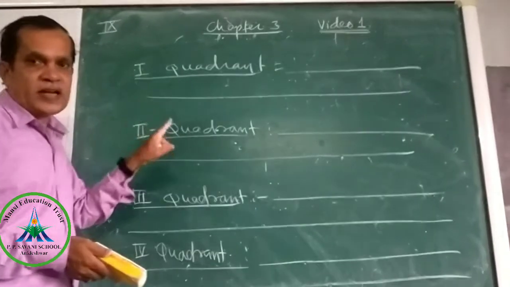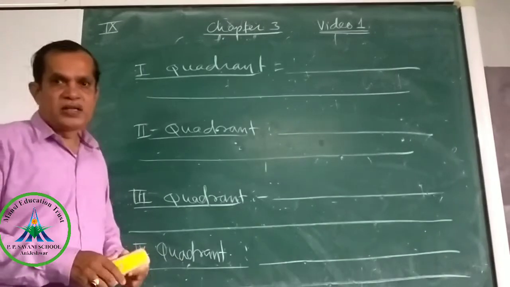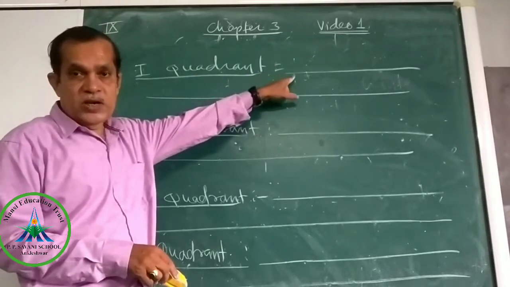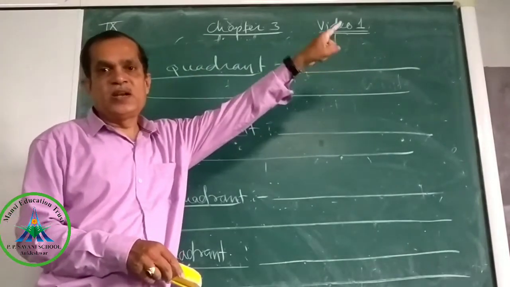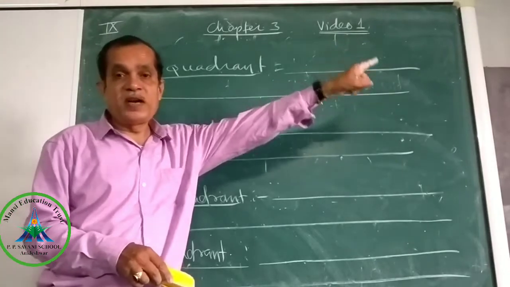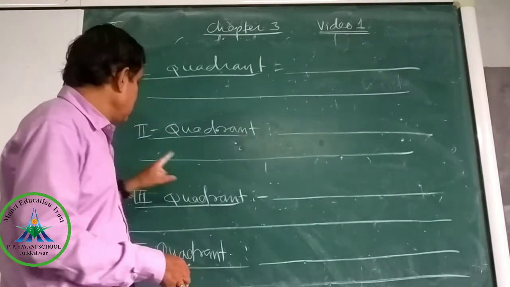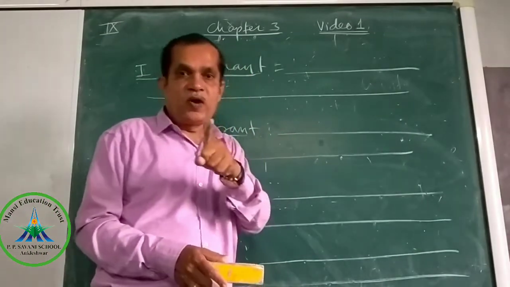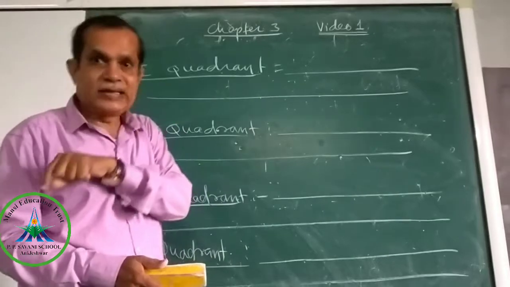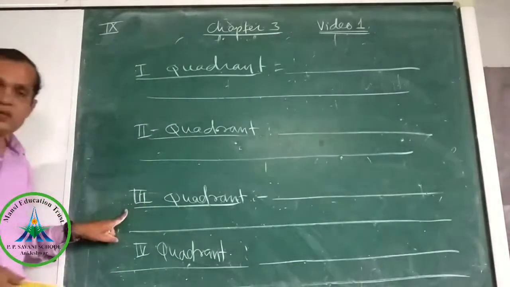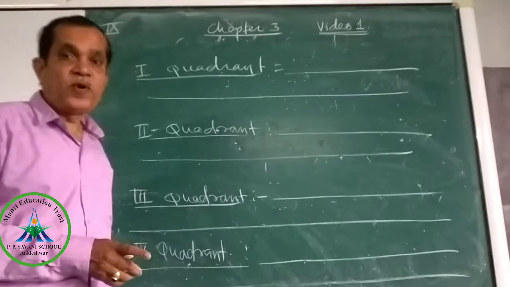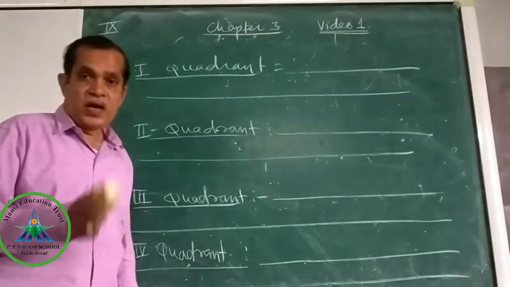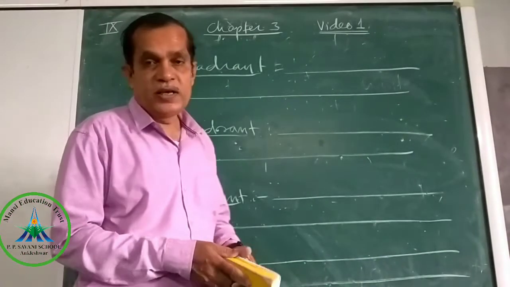X-axis and y-axis divided the plane in 4 parts. Each part is known as quadrant. First quadrant, quadrant in which both x coordinate and y coordinate are positive is known as first quadrant. Second quadrant, quadrant in which x coordinate is negative, y coordinate is positive is known as second quadrant. Third quadrant, quadrant in which both x and y coordinates are negative. Fourth quadrant, quadrant in which x coordinate is positive and y coordinate is negative.